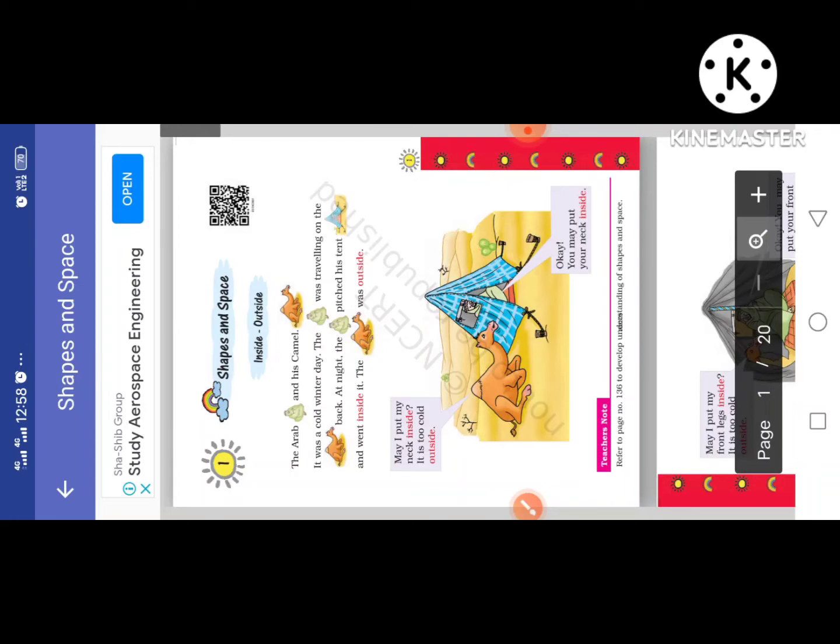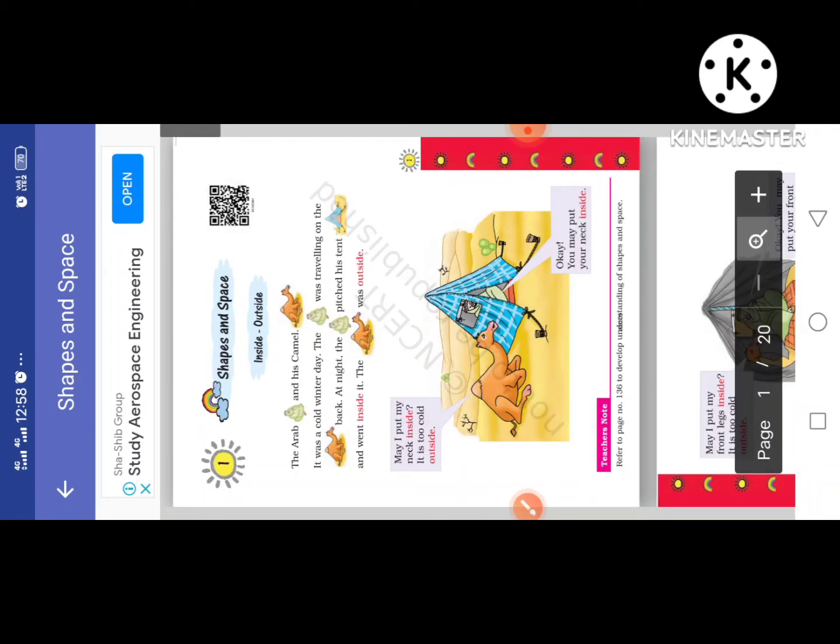So here's a story about a man whose name is Arab and a camel. A camel is a desert animal. It was a cold winter day. The Arab was traveling on the camel's back. At night, the Arab pitched his tent and went inside it. The camel was outside.